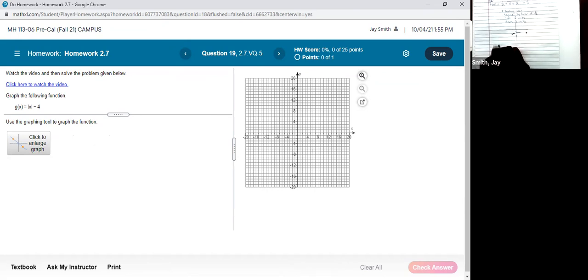This is the function we have. g of x is equal to the absolute value of x minus 4. So before we actually go back and graph it, we can see that the only translation we have is a vertical one. That -4 is being subtracted from the absolute value of x. All right, so then we know we're going to have to bump this down 4 units.